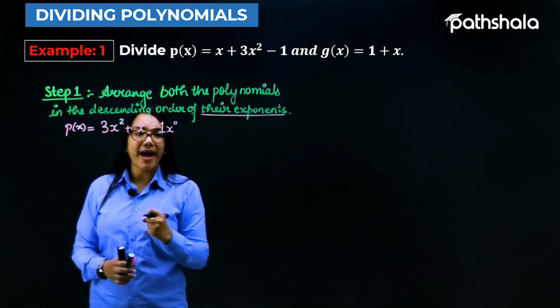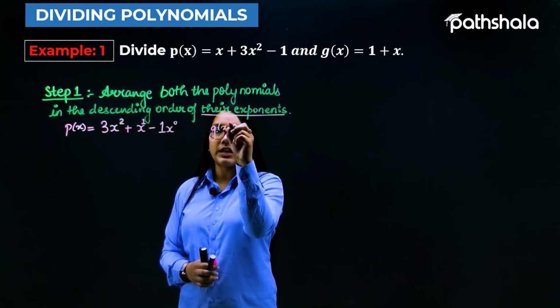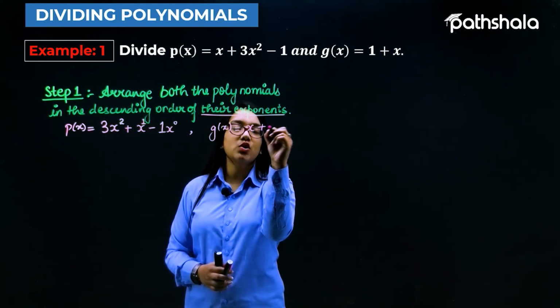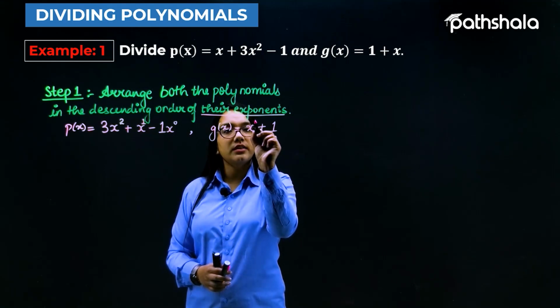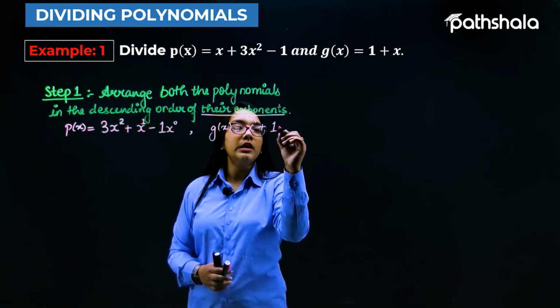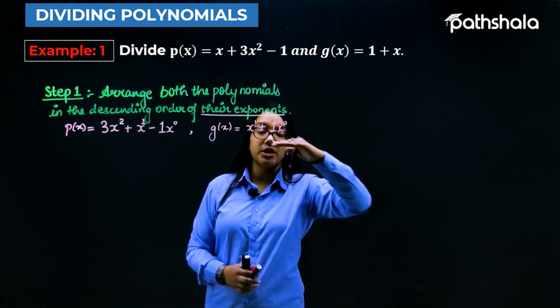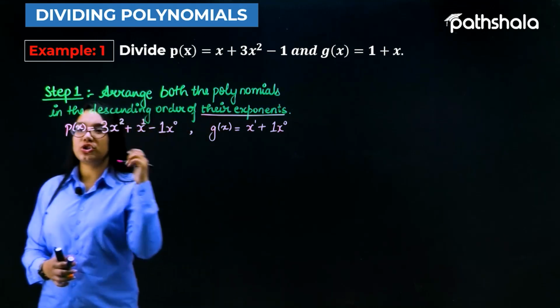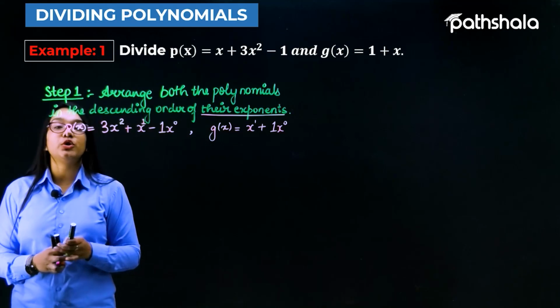Now in the same pattern we have to arrange g(x). So g(x) can be written as x plus 1. Again, the power of x over here is nothing but 1, and for the 1, we can write it as 1 into x raised to the power 0. So obviously this is the descending order of their exponents. Now this is our step number 1. Now let's talk about our step number 2.